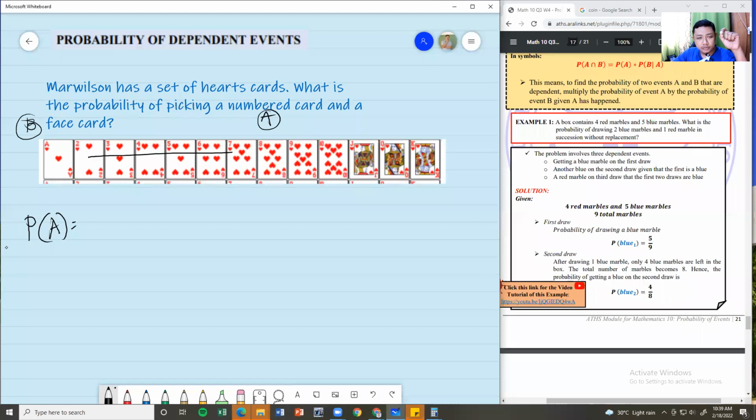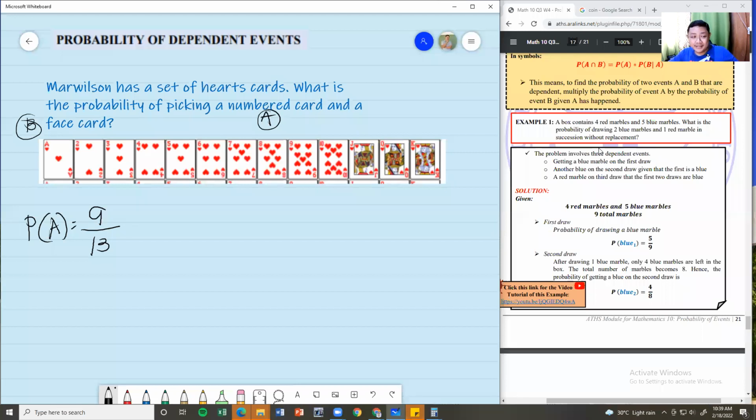They are from 2 to 10. What's the probability of picking a numbered card? Is it only 1 over 9? How many numbered cards are there in this set? It's 9. There are 9 cards over 13 because there are 13 cards in all.